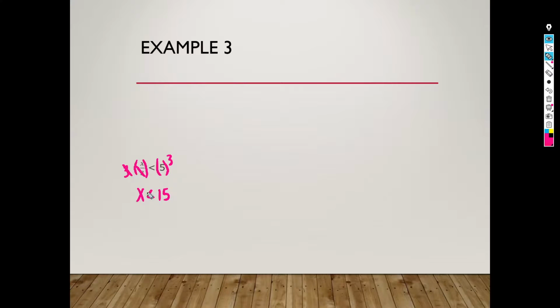All right, and again, we could check. So less than 15, so let's put 9 in, because that's less than 15. So 9 divided by 3 is less than 5. Well, that's true. So I know my answer should be good.